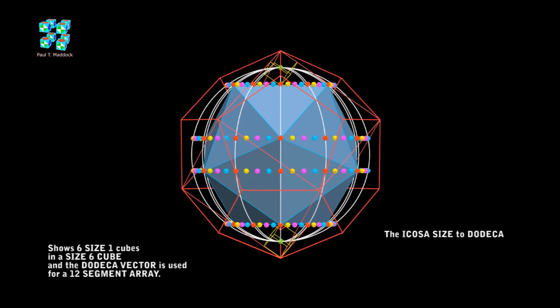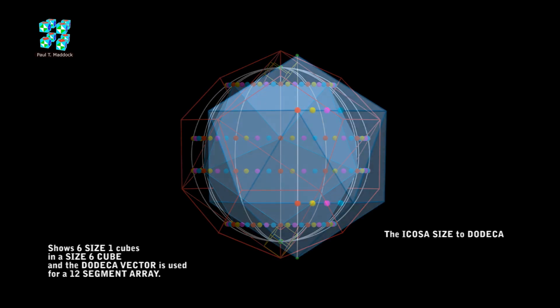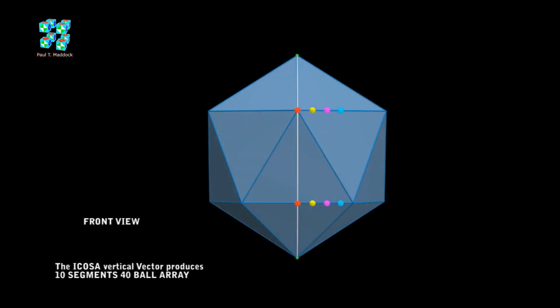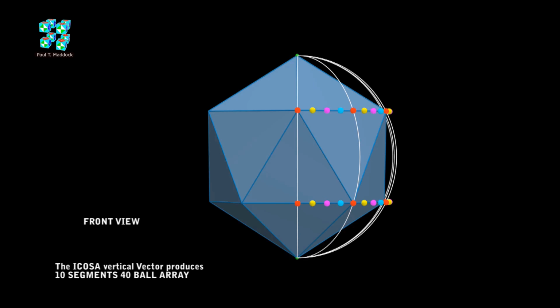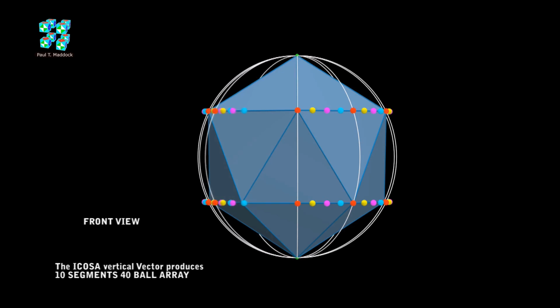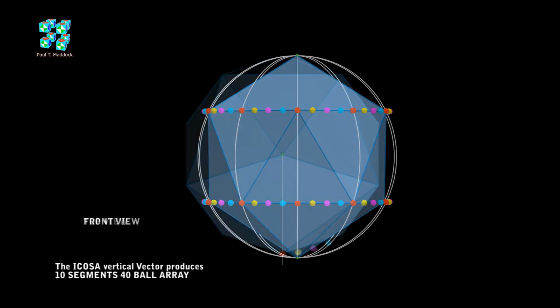So now we'll show the polar arrays around the icosa vectors and they will be 5-fold. So now you can see you can rotate copies, 10 copies, and that will be a 40 ball array. It's really pretty simple when you think about it. Okay, I think I've covered all the 5 Platonic solids now. So I think I'll show this now in the top view.